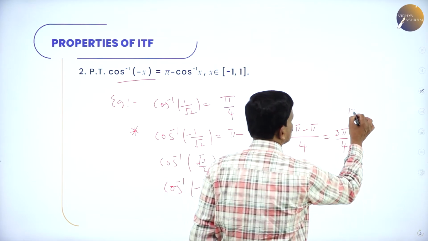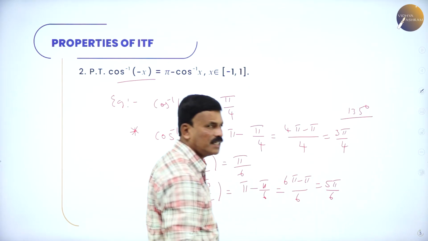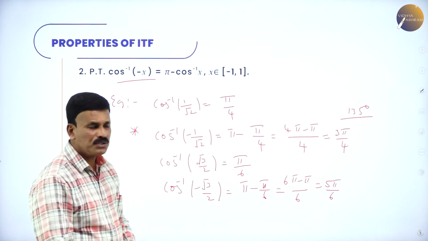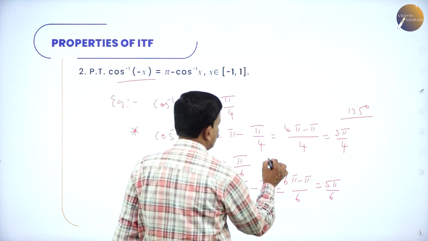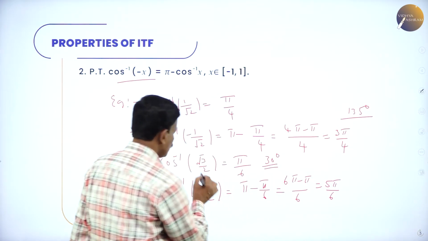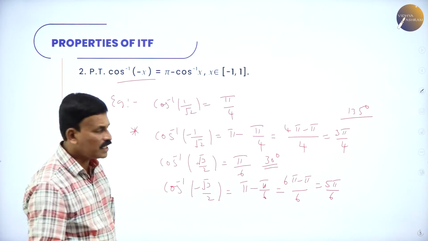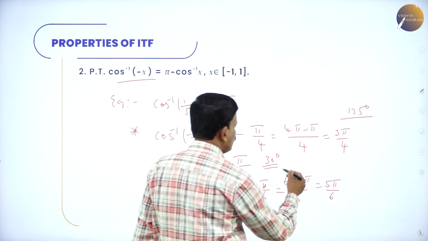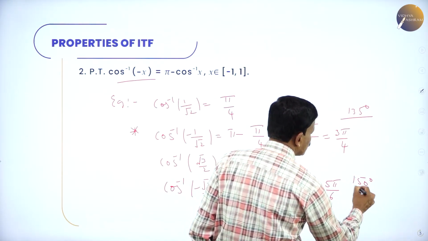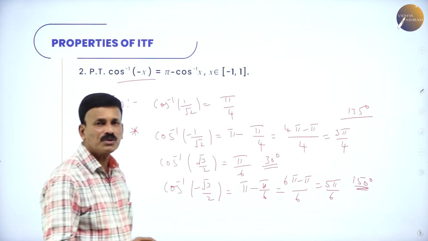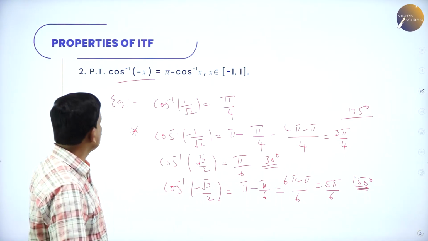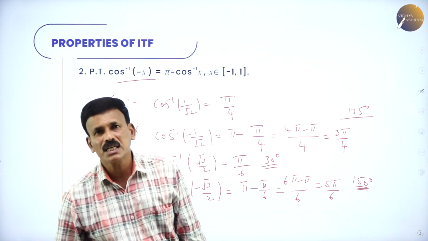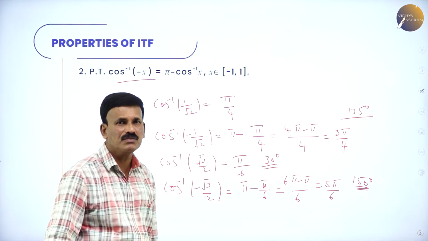45 into 3 means this is 135 degrees, greater than 90 degrees. Again here, cos inverse root 3 by 2. Root 3 by 2 means pi by 6. Pi by 6 means 30 degrees. If it is negative, it should be greater than 90 degrees: 5 pi by 6. 5 pi by 6 is nothing but 5 into 3, that is 150 degrees. Right. So therefore, if cos is negative, cos inverse of minus x is equal to, we are going to use pi minus that particular angle. Pi minus cos inverse of x.